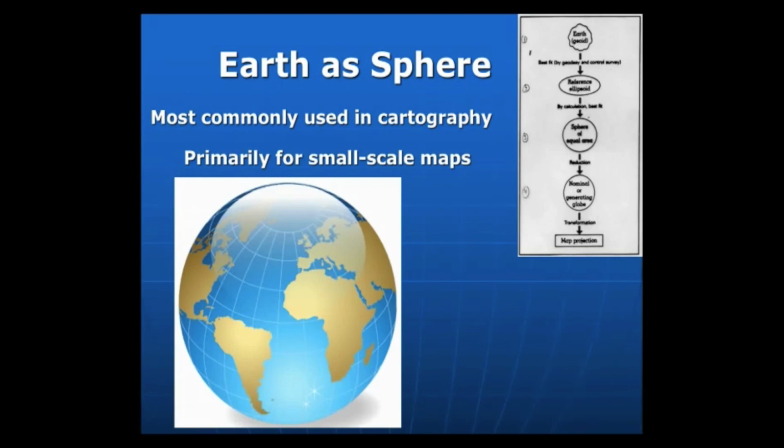Geoid, least used in GIS. Reference ellipsoid, the most used in GIS, but mainly for large-scale mapping. If you want a number, I think under 150,000, like 50,000 to 150,000, somewhere in there is medium to large. Large being 24,000, if you think.